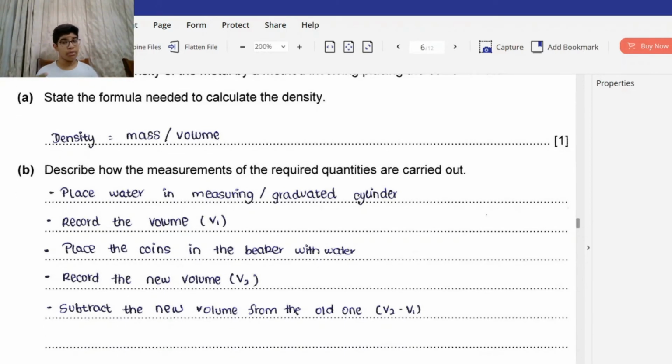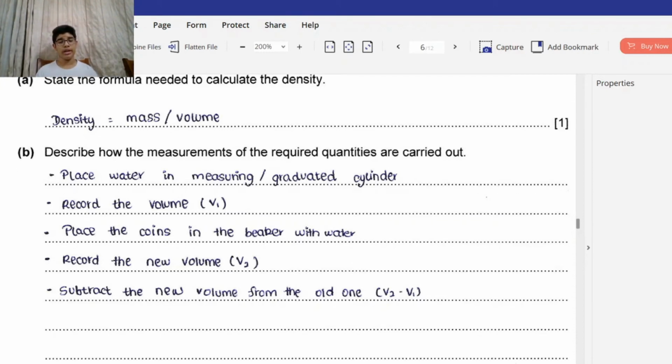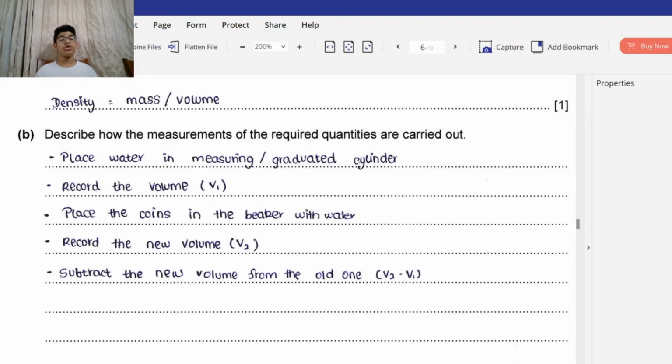So basically, if you need more time reading this, I've written in bullet points, pause the video and go through this. Now let me explain. What we're going to do is place water in the measuring or graduated cylinder. Graduated cylinder is basically the one with markings on it. Then we're going to record the initial volume. Then we're going to place these coins inside.